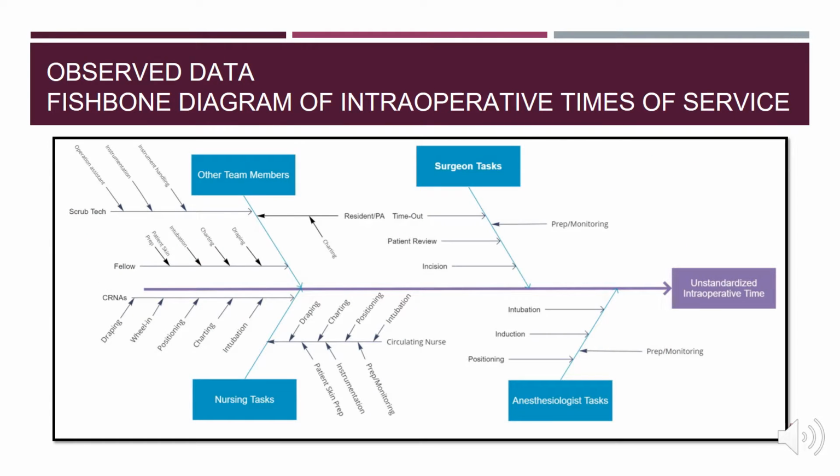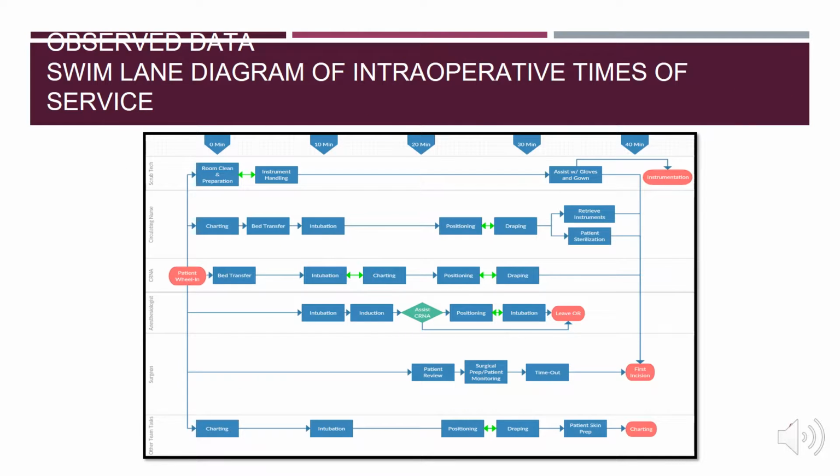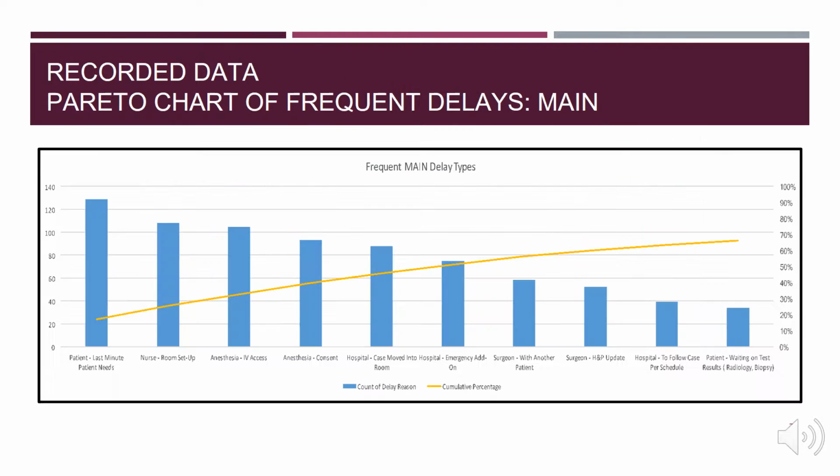We created a fishbone diagram that linked all of the tasks to show what factors affect the unstandardized intraoperative time. We also created a swim lane diagram to show which tasks happen in tandem with each other and what result they have on other tasks that happen before or after them.